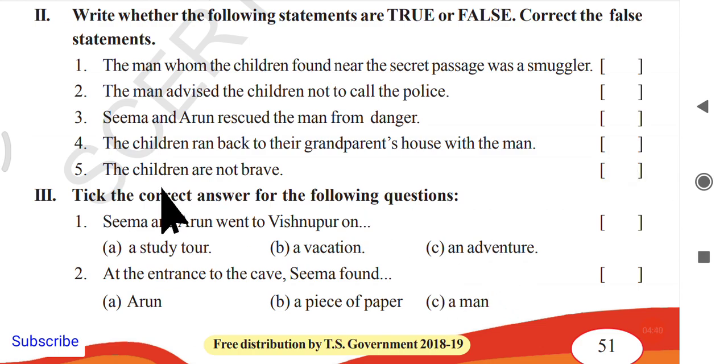Next, we have Roman number 3. Tick the correct answers for the following questions. First one, Seema and Arun went to Vishnupur on a vacation. The option is A, that answer is correct. Next, second one, at the entrance to the cave, Seema found a piece of paper.